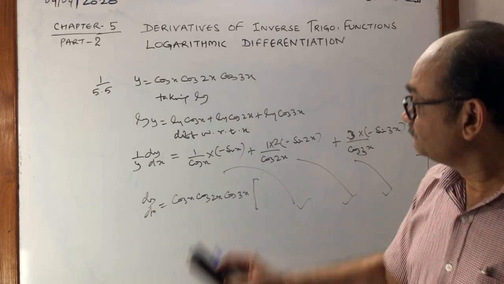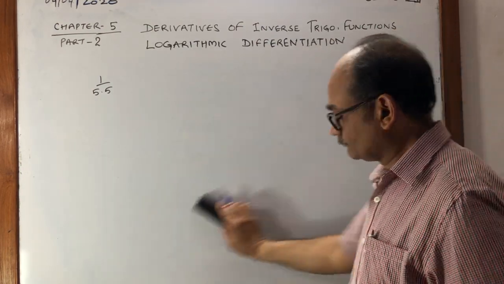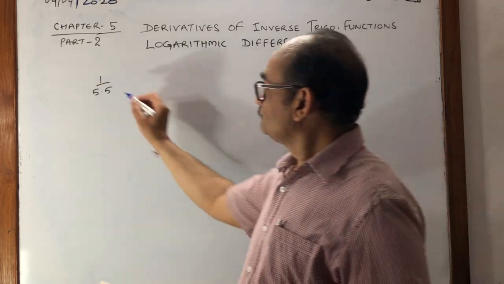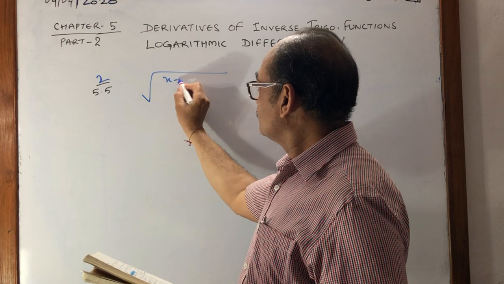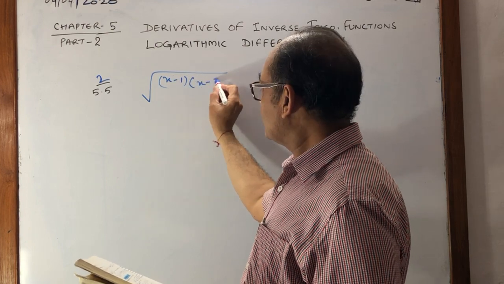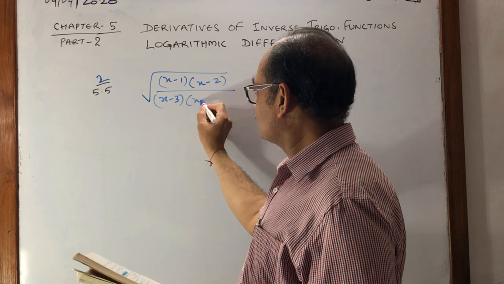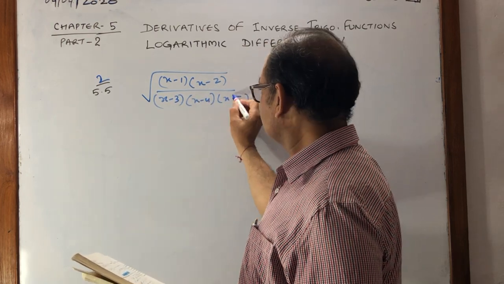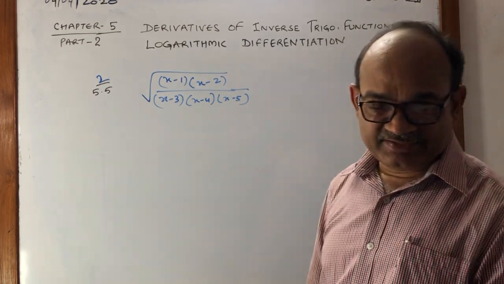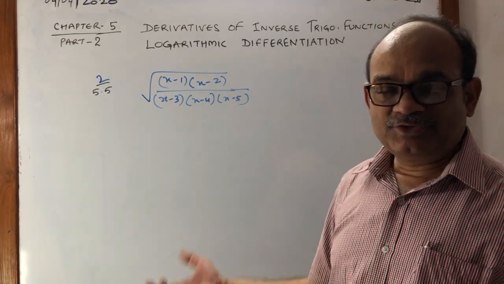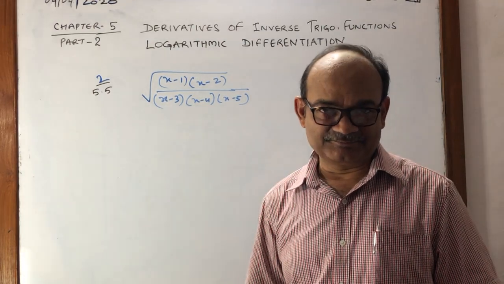Question number 2: y equals under root of (x minus 1)(x minus 2)(x minus 3)(x minus 4)(x minus 5). No hint is required because it is clearly a very complicated question. We have to apply only the log, no other option. Otherwise it will become very lengthy.